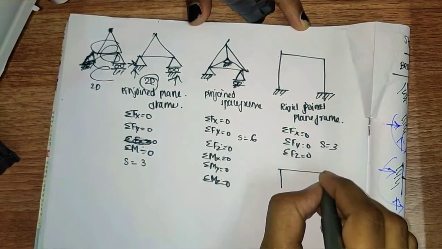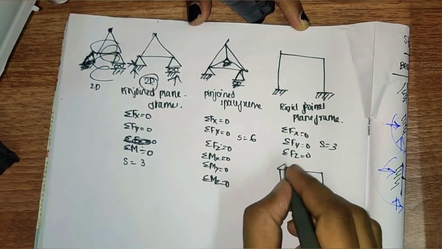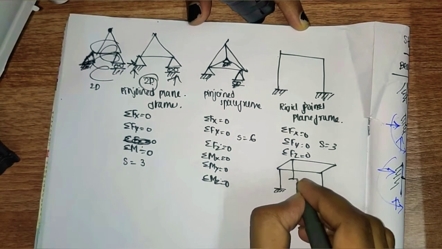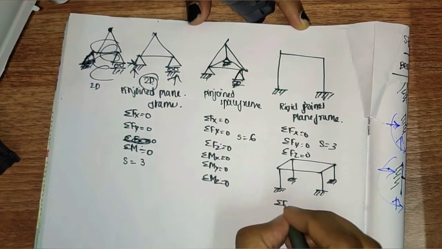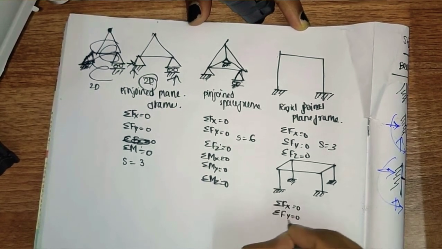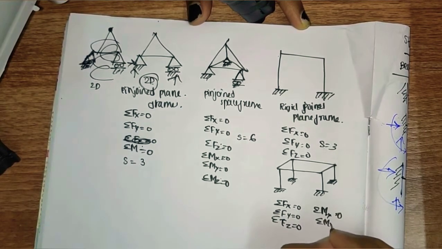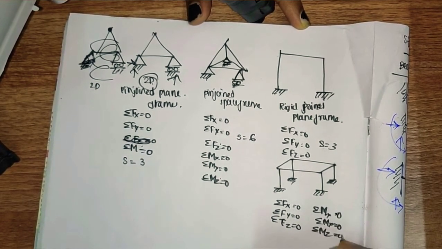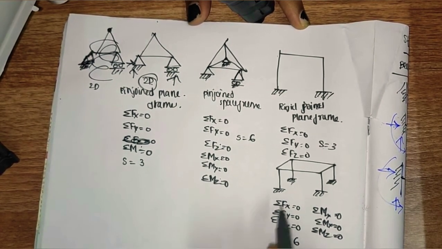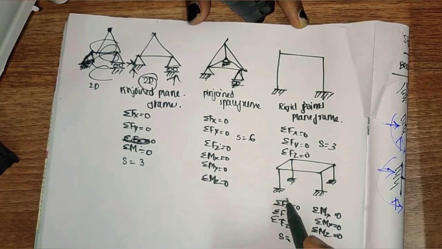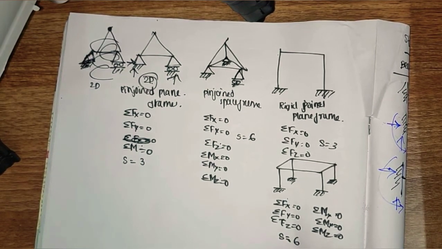For the space frame, here also summation of Fx equal to 0, Fy equal to 0, Fz equal to 0, Mx equal to 0, My equal to 0, Mz equal to 0. So s equal to 6, because there are 1, 2, 3, 4, 5, 6. So 6 is the number of equilibrium equations.